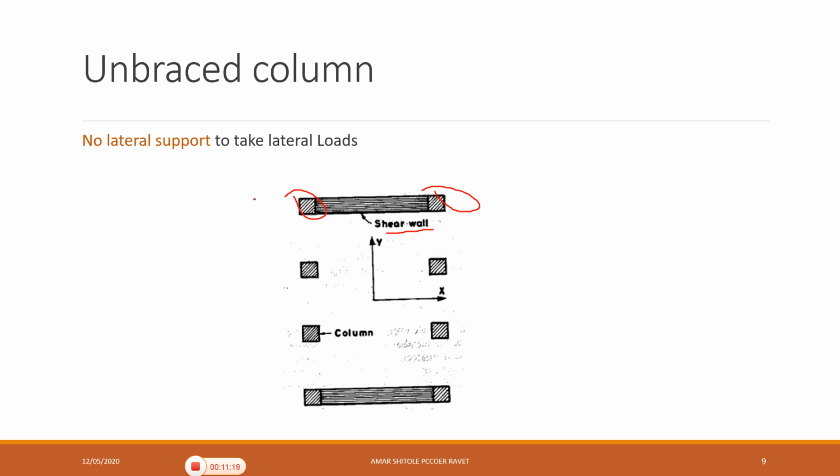Suppose we call these columns column 1 and column 2. Columns 1 and 2 are laterally supported in the x direction because of the shear wall. But if we consider these vertical columns, column 3, column 4 and column 5, they are in the y direction. So the columns in the x direction, 1 and 2, are laterally supported, whereas columns 3, 4 and 5 in the y direction are unbraced columns, or they are not laterally supported in the y direction.